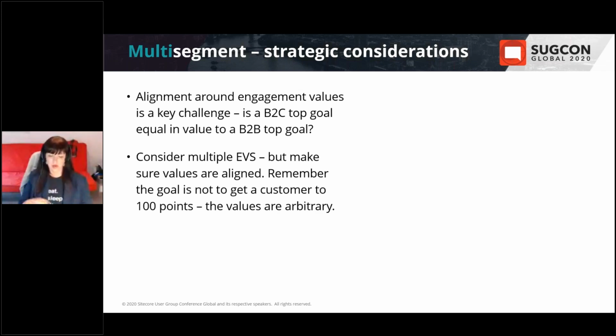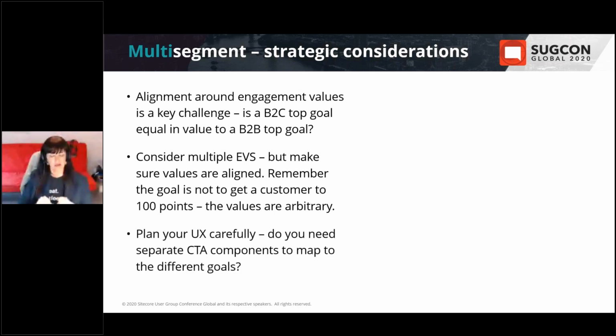So don't let them go off and create an engagement value scale which is 0 to 10, while somebody else is doing it 0 to 100, and somebody's going right out there and doing 0 to 1,000. You just make sure that the values are aligned. And then plan the UX really carefully on this kind of site. So you want to think about components, and particularly the kind of components that you'll be personalizing, and think, do I need separate ones or do I need the same ones?